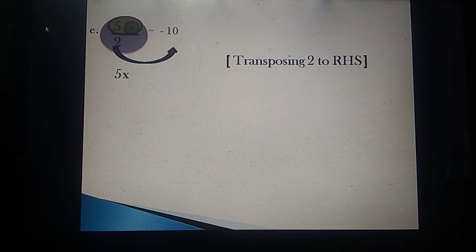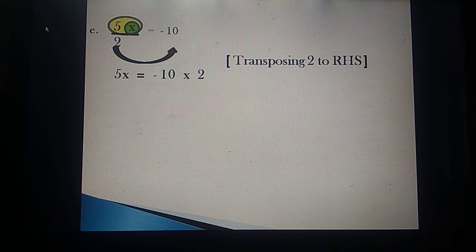So you are left with 5x on the left. On the right, -10. First you will write the part which is already there on the right hand side. Now the new part which is coming here is multiply by 2. Now when you will solve the right side, you will get -20.